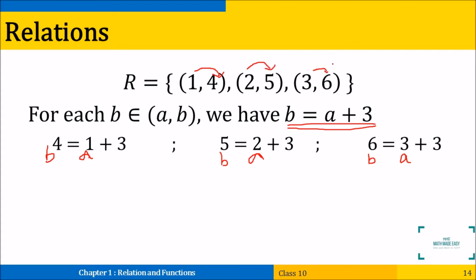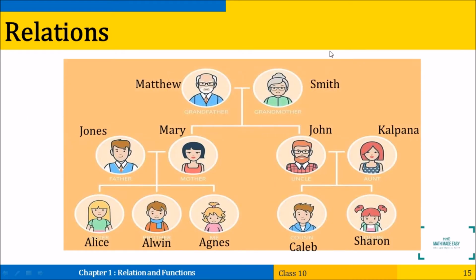As a real life example, let's take the family. Let's consider this family. We have Matthew and Smith, who gave birth to a son and a daughter named John and Mary. Mary marries Jones and raises 3 children: Alice, Alvin and Agnes. And John marries Kalpana and gives rise to Caleb and Sharon. Let's consider yourself as Agnes now. Agnes is related to Mary as daughter, Agnes is related to Alvin as elder sister, and Agnes is related to Alice as younger sister.